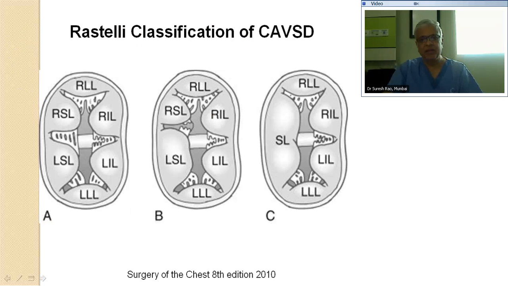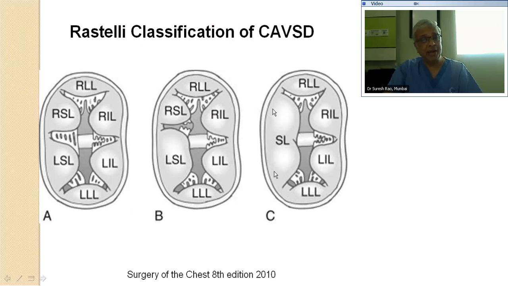Then you have type B, where you find there's a larger left side, or it could be a larger right side, but there's an anomalous papillary muscle on the right side of the ventricle. And in type C, there is not much of attachment. It is a free-floating leaflet.